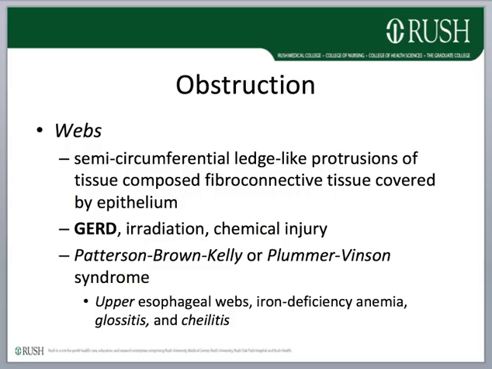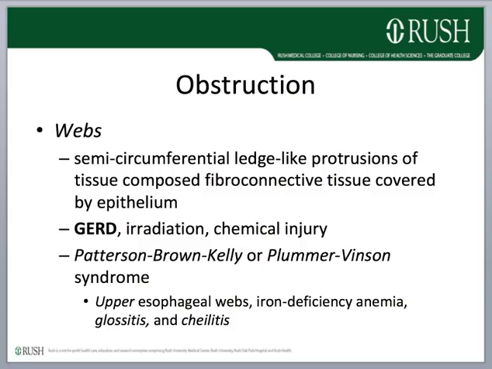Another cause of obstruction are esophageal mucosal webs. These are semi-circumferential ledge-like protrusions of tissue composed of fibroconnective tissue covered by epithelium. And they're usually a delicate web-like growth of tissue. Again, most times this is due to gastroesophageal reflux disease, or GERD, but can also be caused by radiation or, again, some kind of chemical injury.